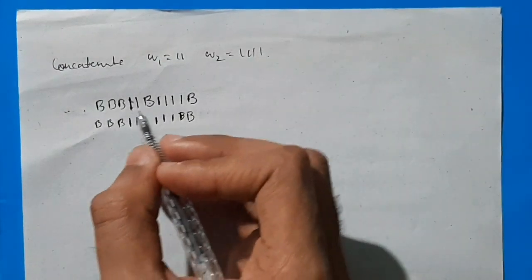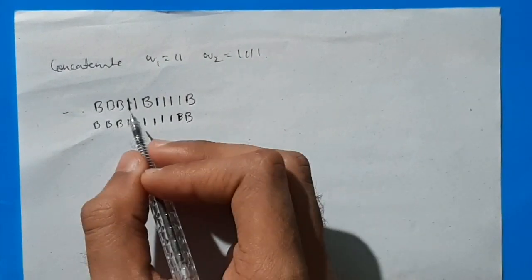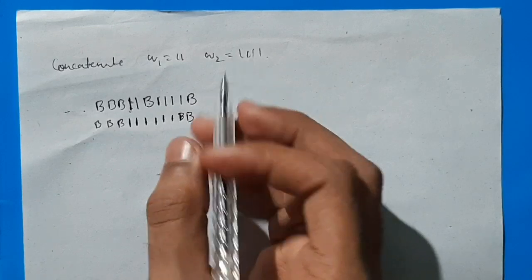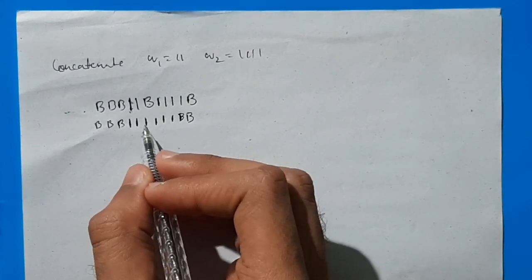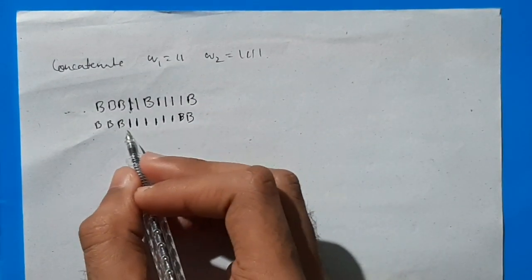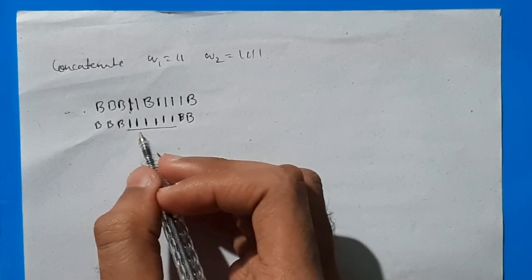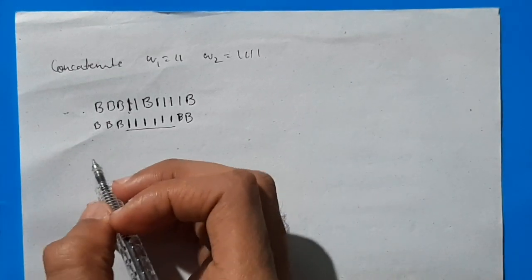so now you count and tell me how many ones are there. 2 ones and 4 ones, so total 6 ones should be there. So 2 ones and 4 ones are here. So this is concatenated now. So that is our final answer. So let's see how to approach this problem.